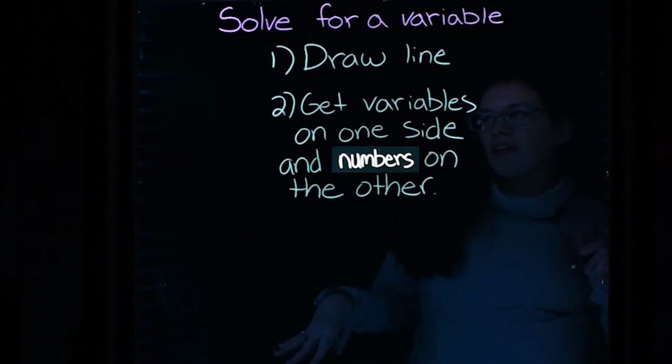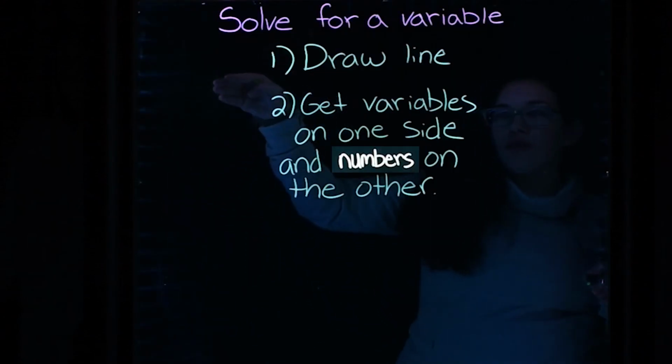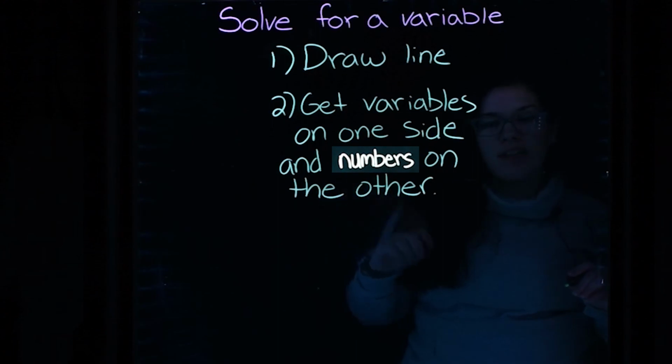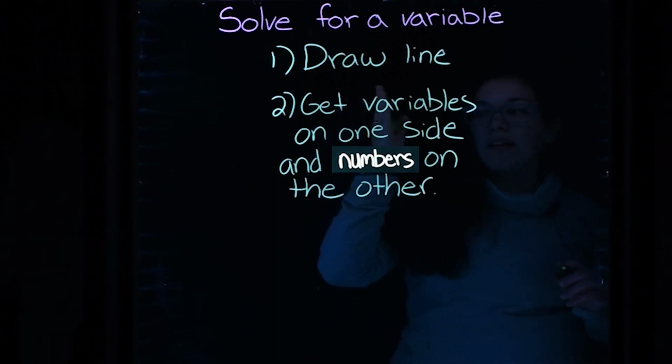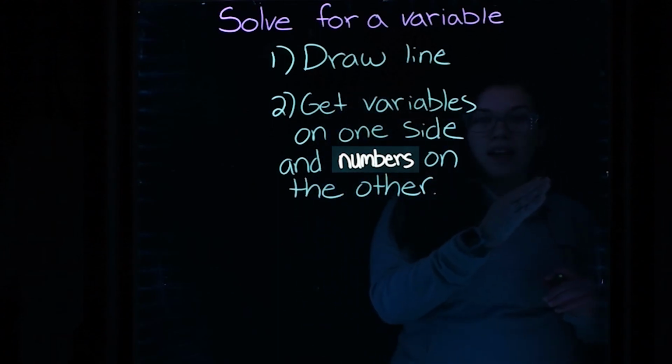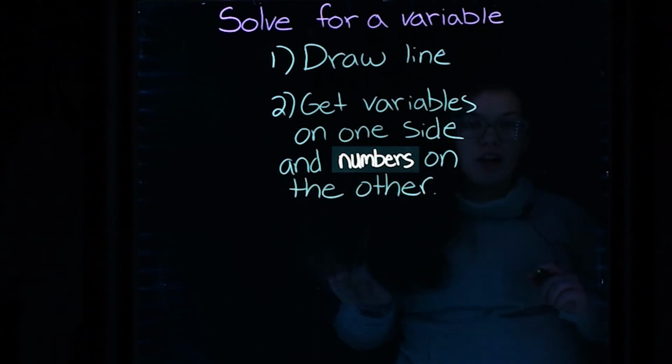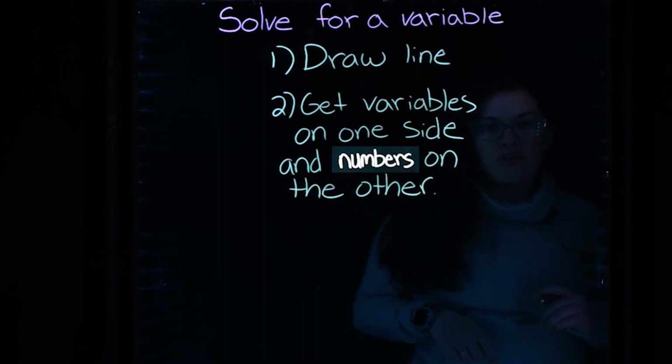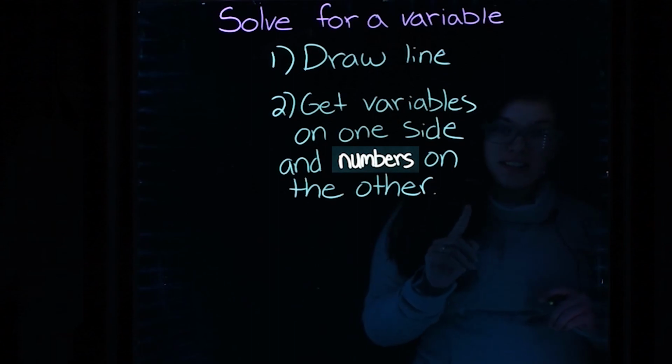Just a quick reminder and a visual of the steps. We drew our line down the equal sign to stay nice and organized. Then we got the variables on one side and the plain numbers on the other. And then we solved for x. Just don't forget to stay nice and organized.